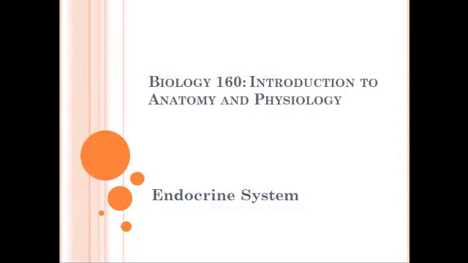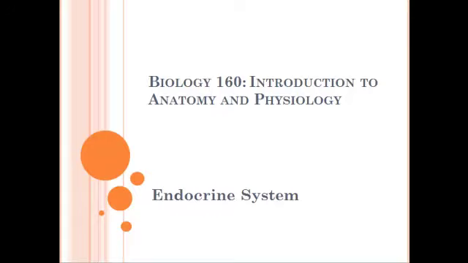This is Biology 160, Introduction to Anatomy and Physiology, and today we're going to be discussing the endocrine system. The endocrine system is a very interesting system that we have in the body. In the last chapter we talked about the nervous system, and when we think about control, movement, controlling our body, getting information from outside our senses, we think of the nervous system, and that's a major control system in our body. But the endocrine system has a very important controlling role as well.